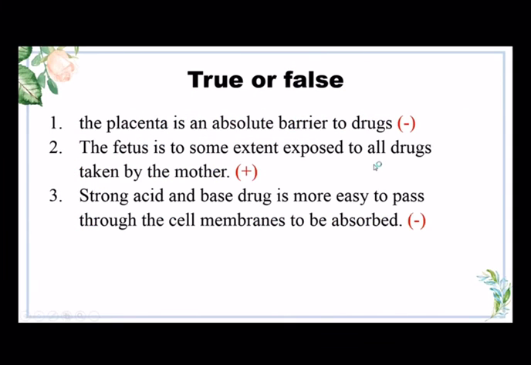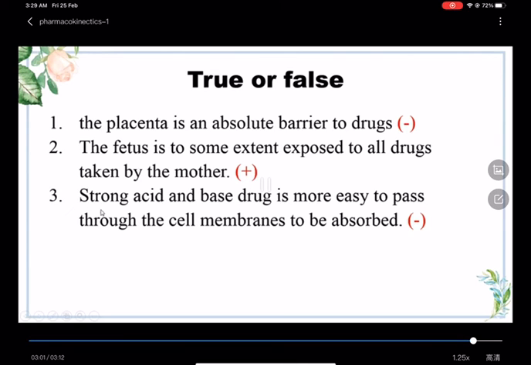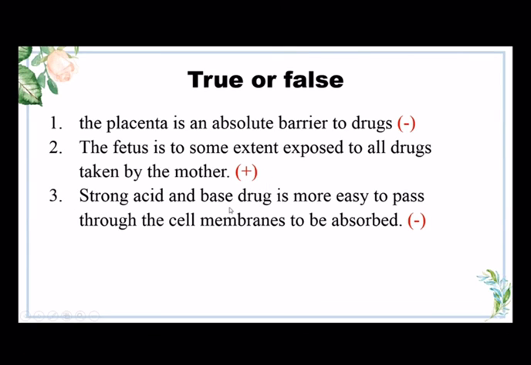True or false? 1. The placenta is an absolute barrier to drugs. The answer is false. 2. The fetus is to some extent exposed to all drugs taken by the mother. The answer is true. 3. Strong acidic and basic drugs pass through cell membranes more easily to be absorbed. The answer is false.